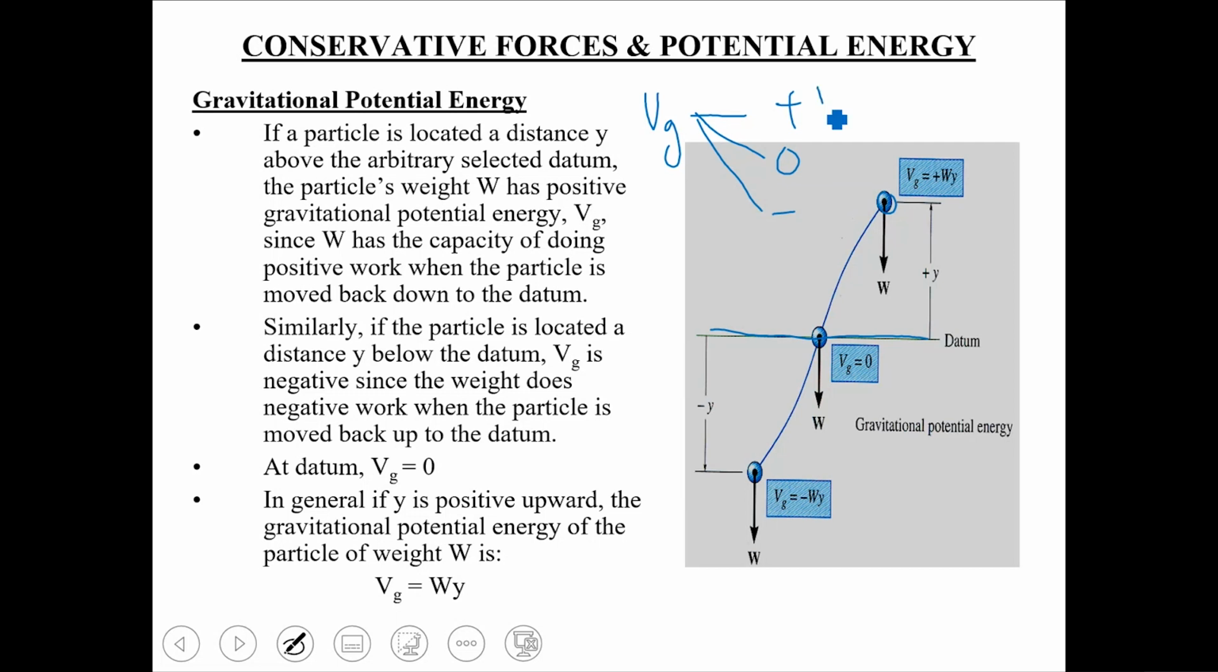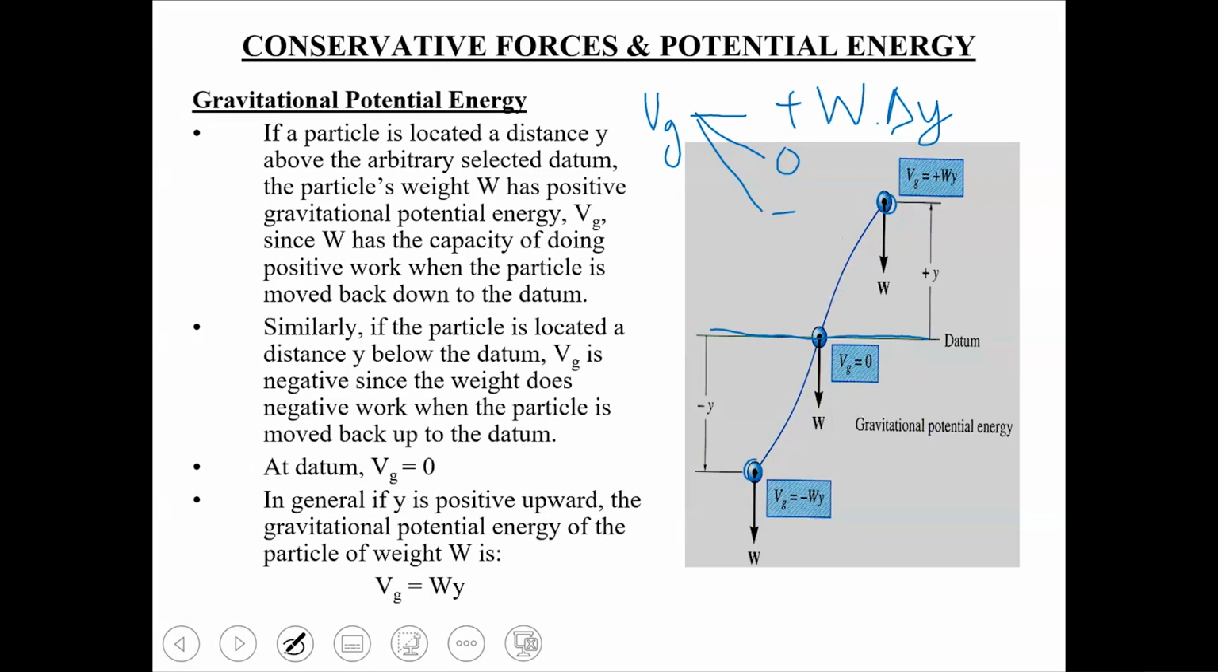So a particle located above the datum would have a positive gravitational potential energy. The magnitude of that gravitational potential energy is going to be W times delta Y. Similarly, if a particle is located at any position below the datum, then you have to perform some work on that particle in order to move it back to the datum. So basically you will be doing work input. So a particle located below datum would have a negative gravitational potential energy.